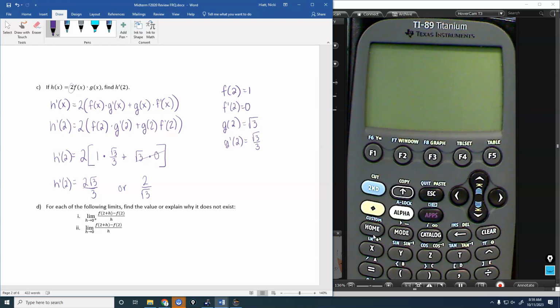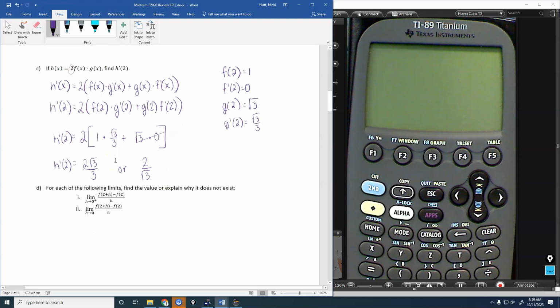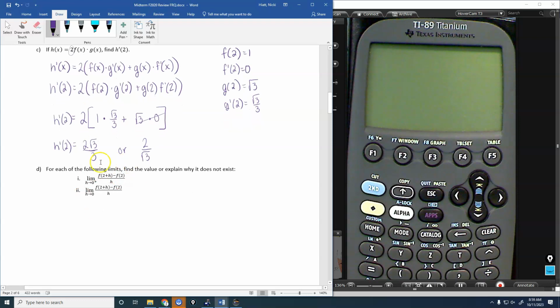And since it's calculator active, you could get the decimal equivalent. But again, this is a problem that I have made calculator active because some of my numbers are hard to do. But I would prefer for you not to do that. Okay, D.